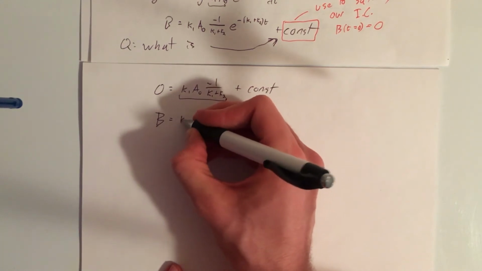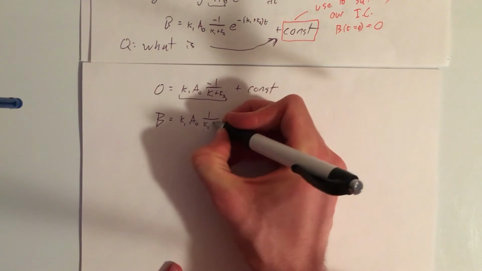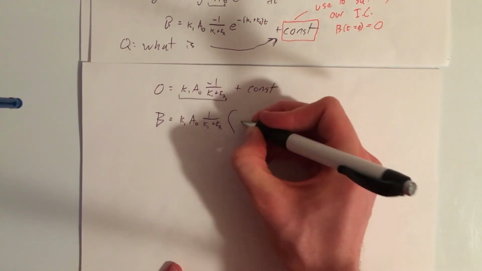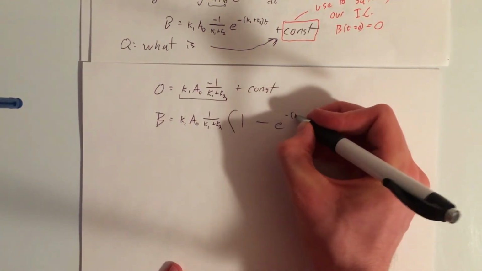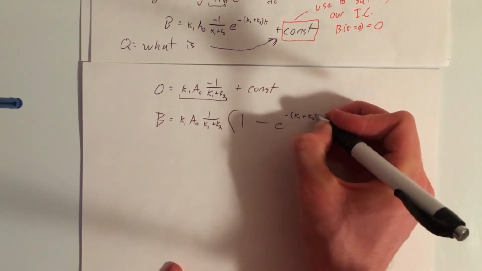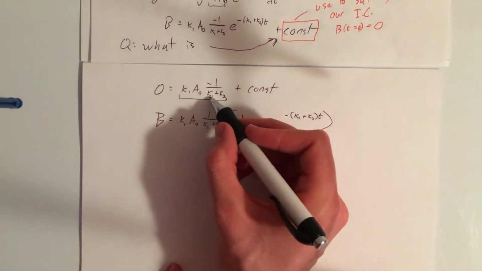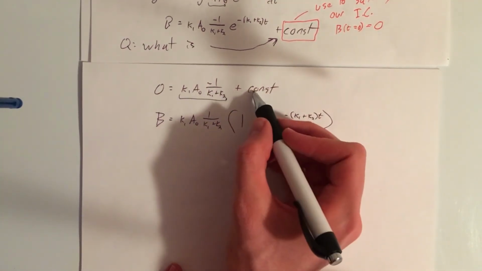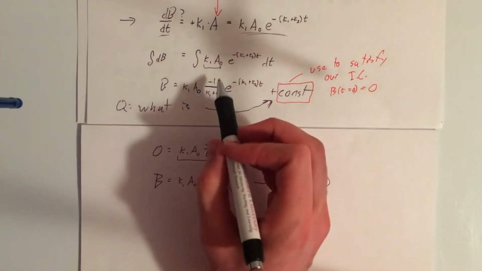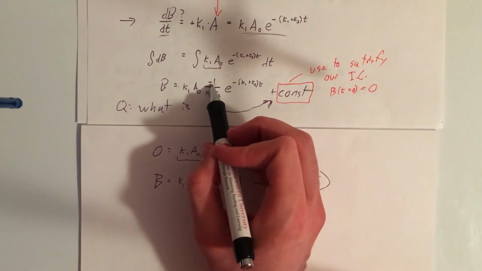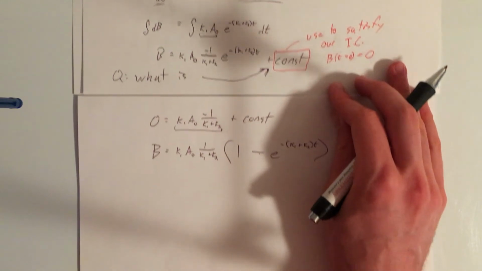So we end up getting k1 a naught, positive 1 over k1 plus k2, times 1 minus e to the minus (k1 plus k2) t. So this 1 here comes from the constant, which is a solution to solving for the constant in this case. This minus sign here came from the minus sign that belonged to this 1 over here when we got the indefinite form of our integral.